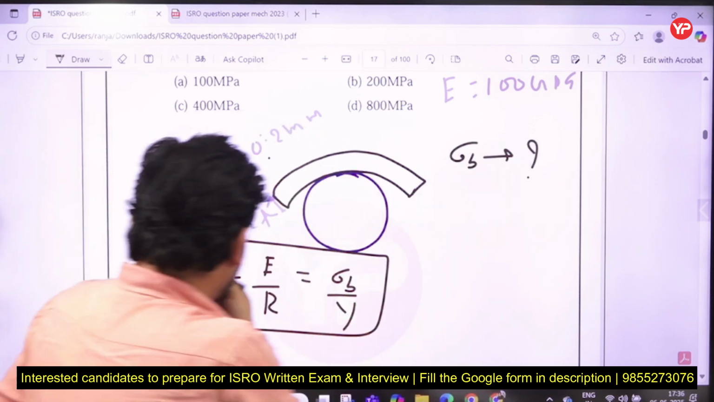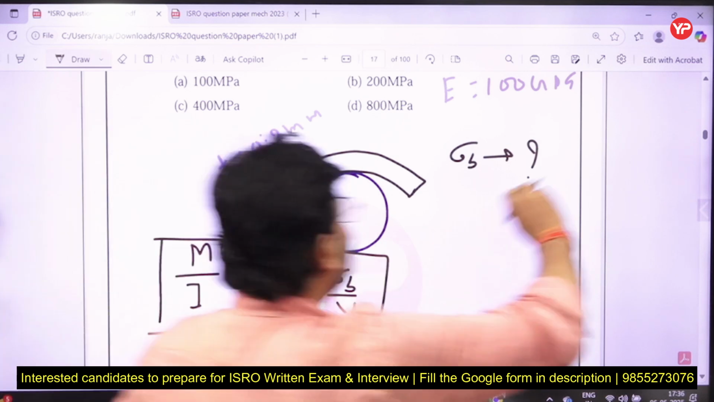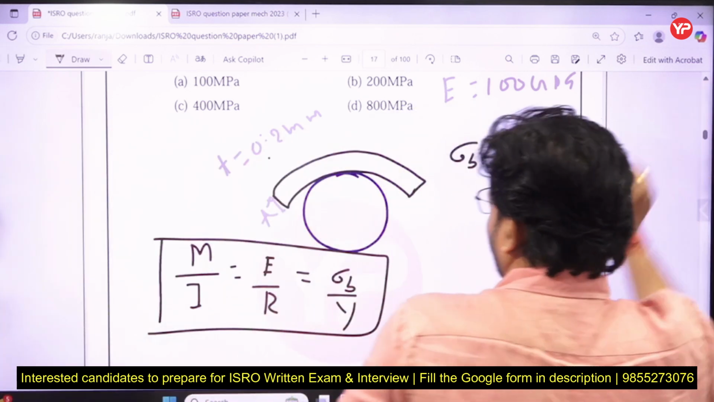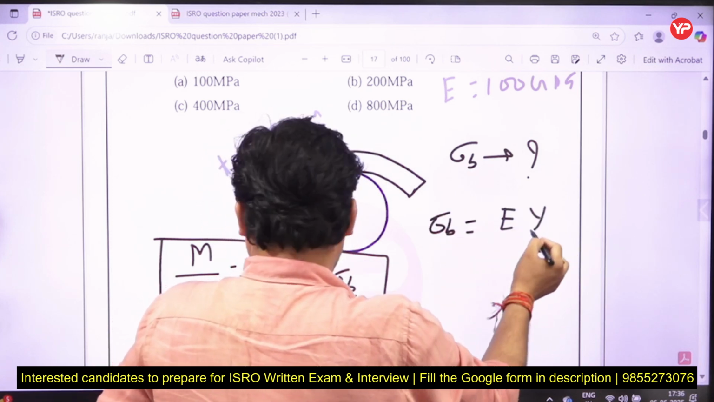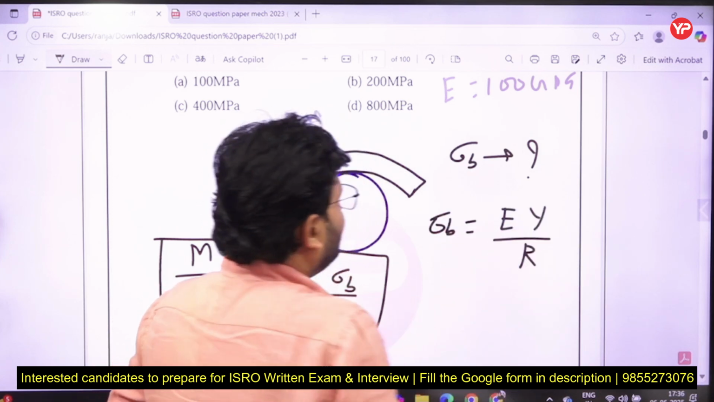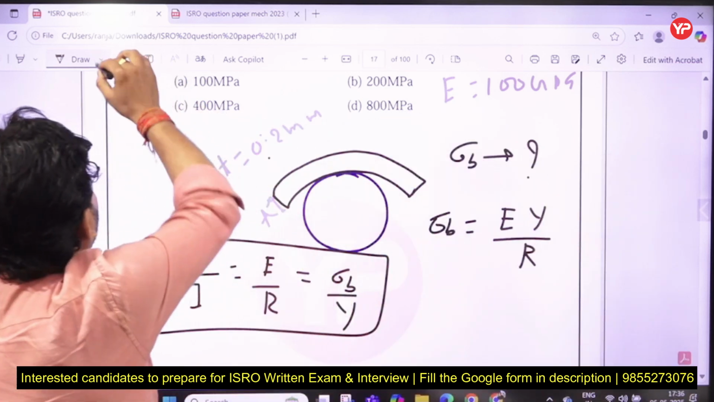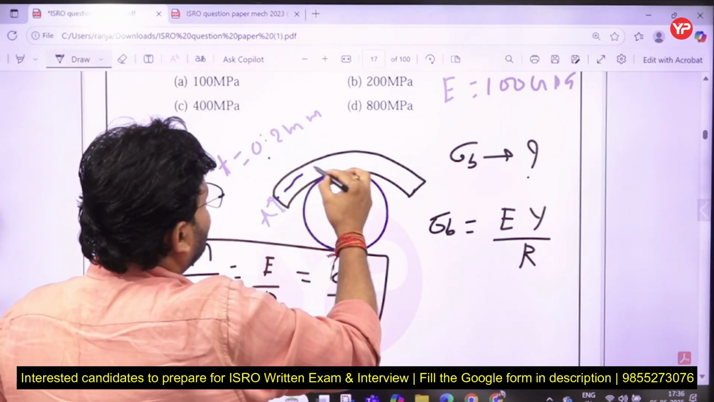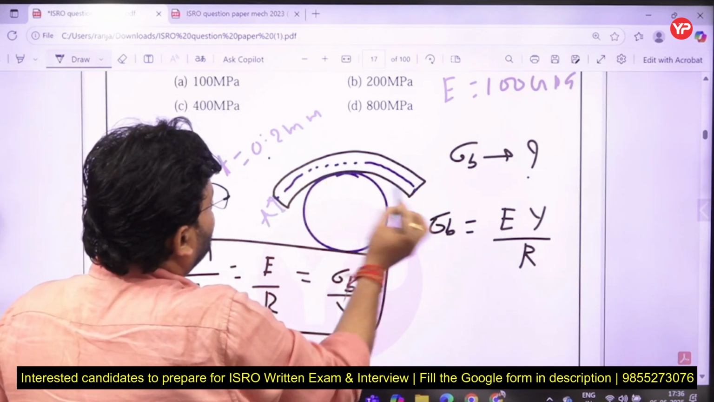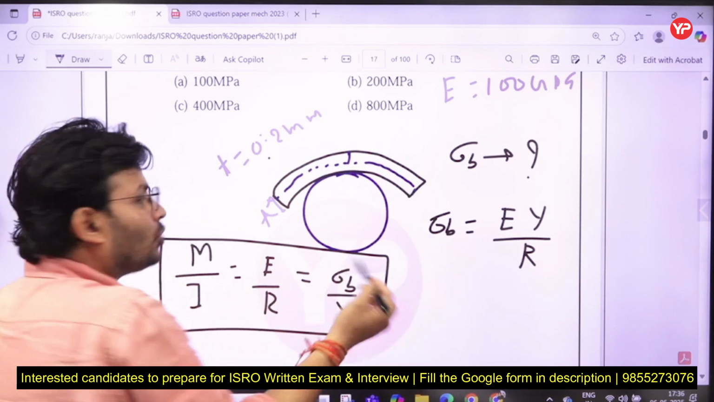So sir, can I say, in the question E and R, radius, are known, no sir? So can I say sigma B is equal to E Y by R? Yes sir. So what will be Y? Sir, there will be one neutral axis, na yaar? Yes sir, this is the neutral axis. From the neutral axis what will be Y? Outer fiber, na? Maximum stress will be at the outer fiber.